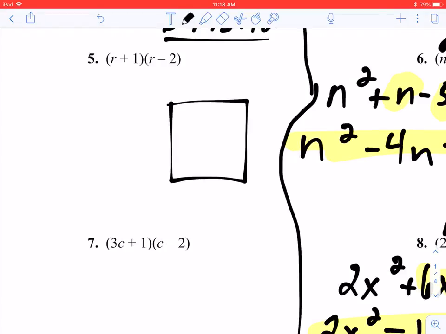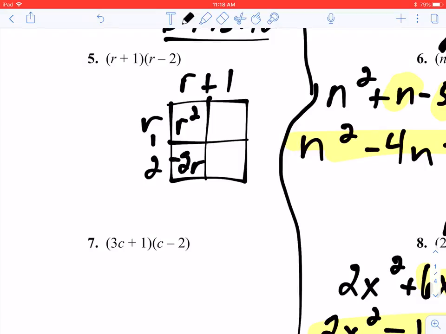Another box method. r plus 1, r minus 2, we get r squared minus 2r. 1 times r is r. Negative 2 times 1 is negative 2. These two are like terms, so we end up with r squared minus r, because it's negative 2 plus 1, which is negative 1, and then minus 2. There's your final answer.